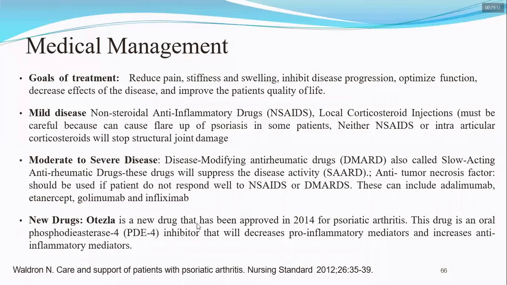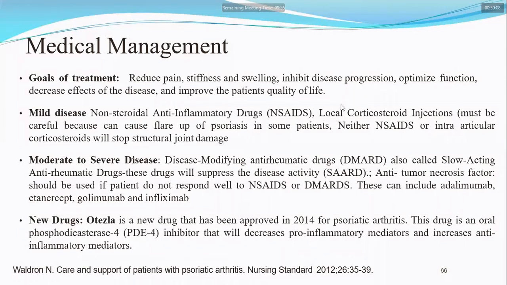There is another drug, Otezla, a new drug. I think it was approved in 2014. It is an oral phosphodiesterase 4 inhibitor, and it helps in increasing the anti-inflammatory mediators.